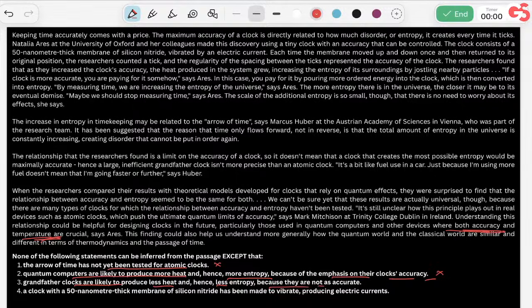Because they're not as accurate. A clock with a 50 nanometer thick membrane of silicon nitride has been made to vibrate, producing electric currents. ये तो बोला गया है, शुरुआत में लिखा हुआ है ना. जिसको मैंने बोला था कि इसको नहीं पढ़ रहा मैं ध्यान से, वही चीज़ यहाँ पे क्वेश्चन में है. क्लॉक बनाया था 50 नैनोमीटर थी मेम्ब्रेन की, उसी की बात की जा रही है.